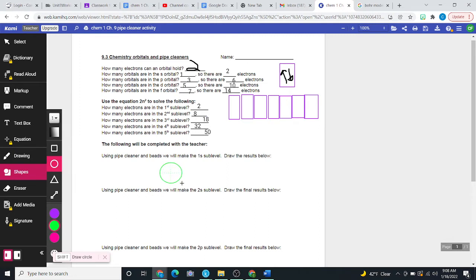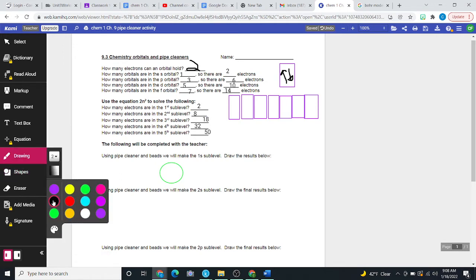I've got my green circle, and then I'm just going to put my dots on here. So I've got electron and electron. So now, jumping ahead a little bit, this is what it would look like if we could see this.